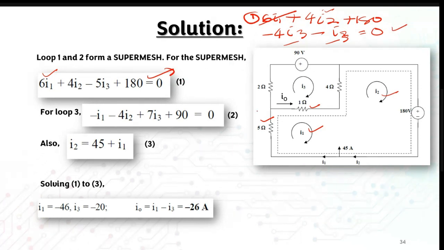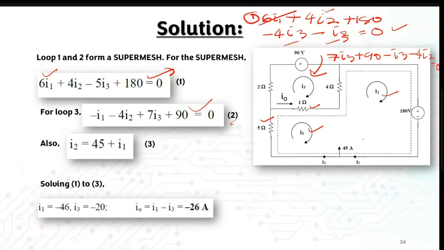Same goes with this mesh, where you have 4, 5, 6, 7. You will have 7I3 plus 90, minus I3, minus 4I2, equal to 0. So this is what you get for the mesh loop I3 here.